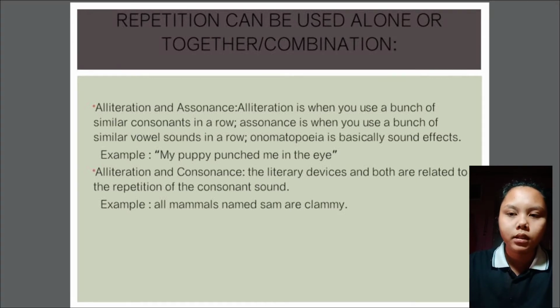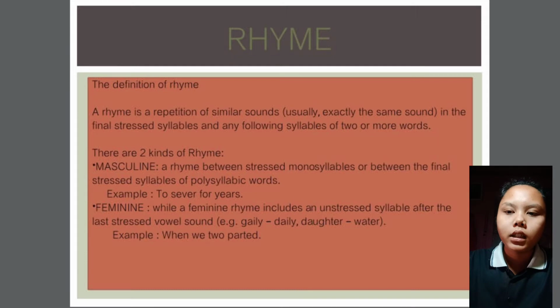The next is rhyme. The definition of rhyme. A rhyme is a repetition of similar sound, or usually exactly the same sound, in the final stressed syllables and any following syllables of two or more words. There are two kinds of rhyme. Number one, masculine. It means a rhyme between stressed monosyllables or between the final stressed syllables of polysyllabic words. For example, to suffer for years. And other example, in silence and tears.